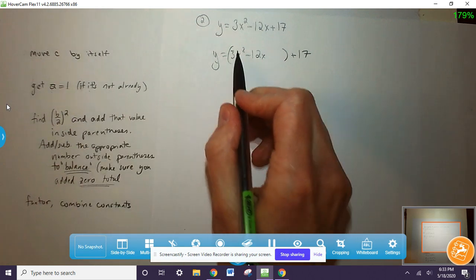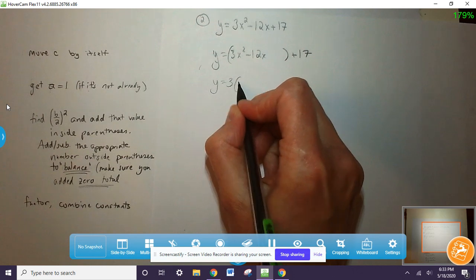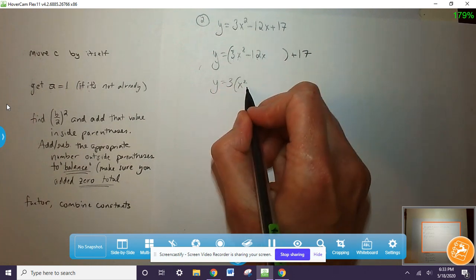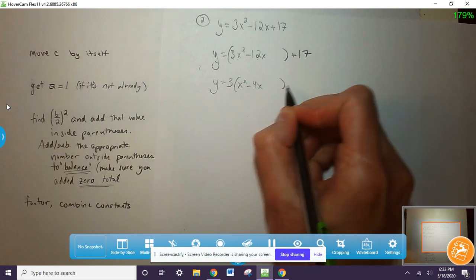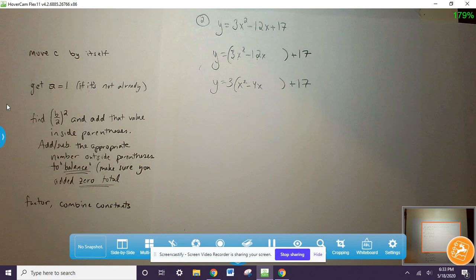Now my next step is to get a equal to 1 if it's not already. Here my a is 3. So what I want to do is factor out a 3 from these two terms. So I'm going to factor this 3 out to the front. I'm going to factor a 3 out of the minus 12x. But I'm going to leave 17 as is because he's not inside those parentheses. He's been isolated over there all by himself outside the parentheses.